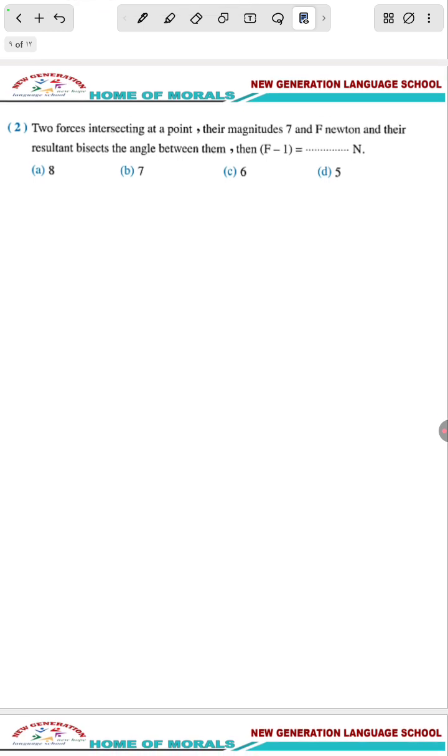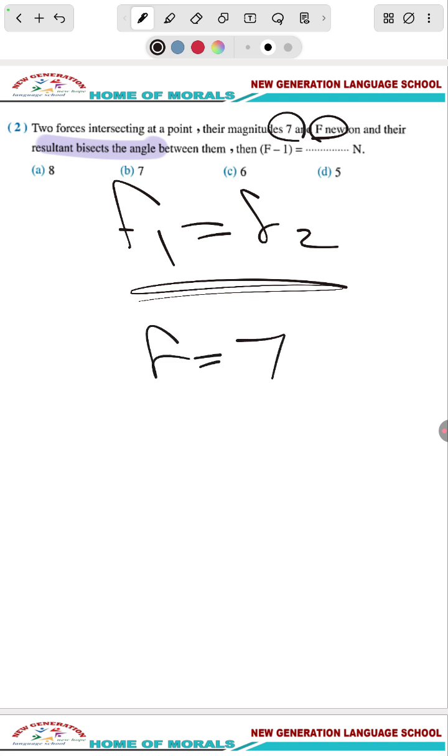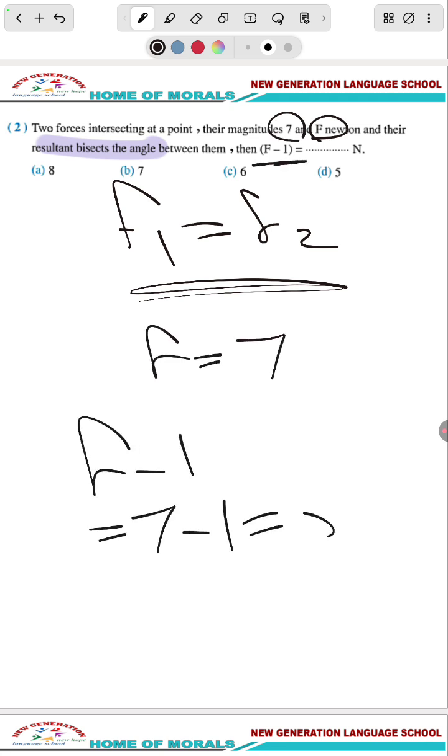Number 2, two forces intersecting at a point, their magnitudes 7 and F Newton, and their resultant bisects the angle between them. Because the resultant bisects the angle between them, we can tell that F1 equals F2. So F equals 7. I have F minus 1. F minus 1 means 7 minus 1 equals 6.